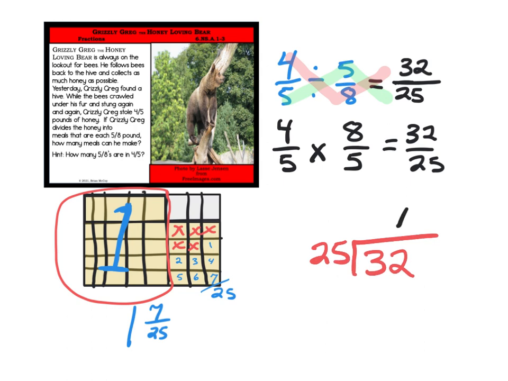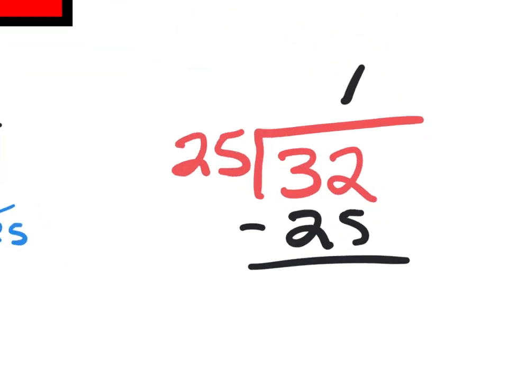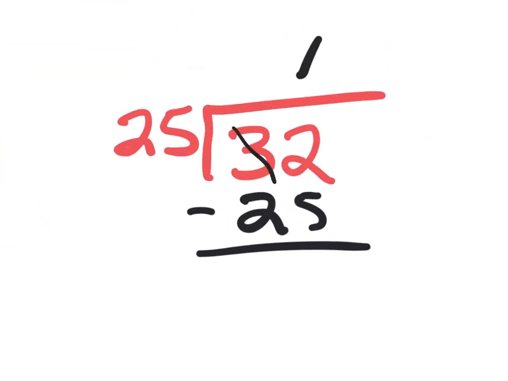And 25 will go in there 1 time. 1 times 25 will give me 25. And when I subtract, I've got some trouble coming. So I'm going to borrow from this, turn this into a 2, and turn this into 12. And lo and behold, 12 minus 5 is going to give you 7, and 2 minus 2 is going to zero out.